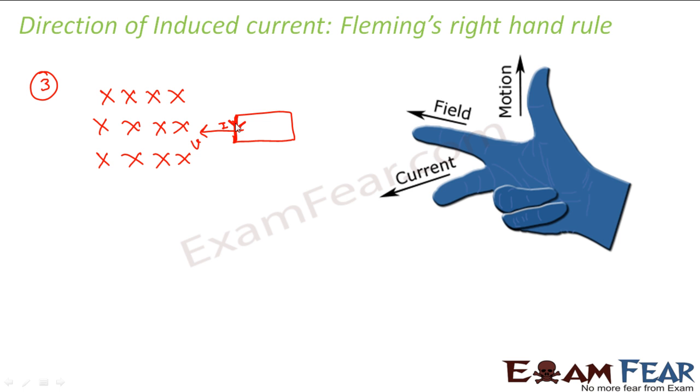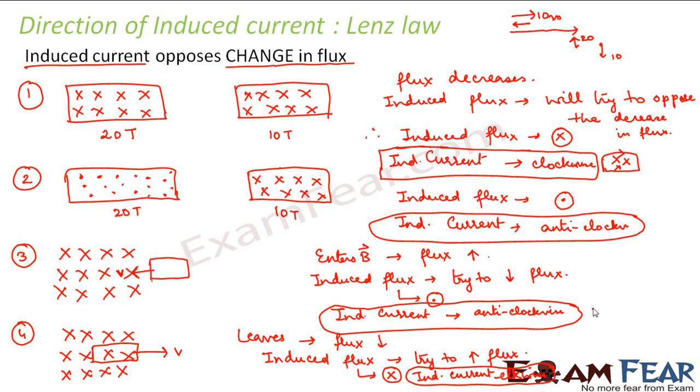So if the current here is downward, that means the current through the loop will be anti-clockwise, right? Which is the same as you found in the previous slide. In the previous slide also you found that the induced current is in the anti-clockwise direction.